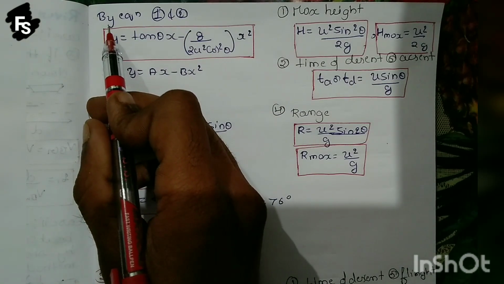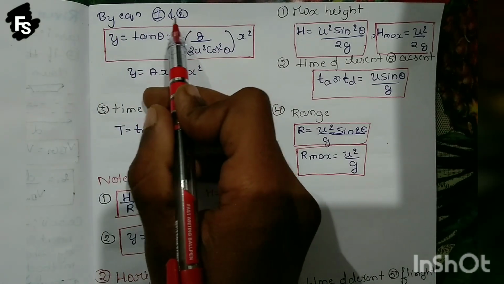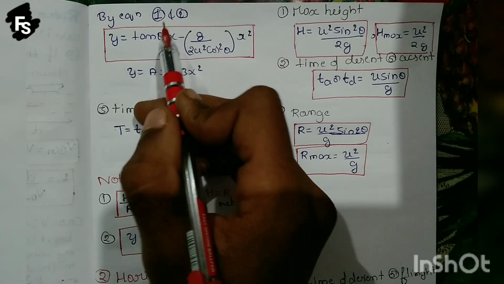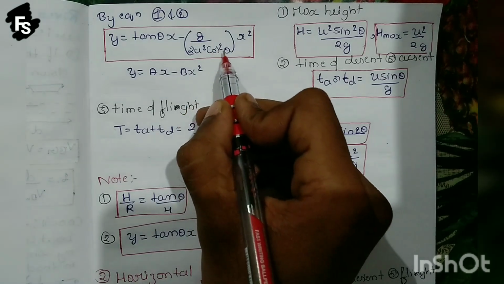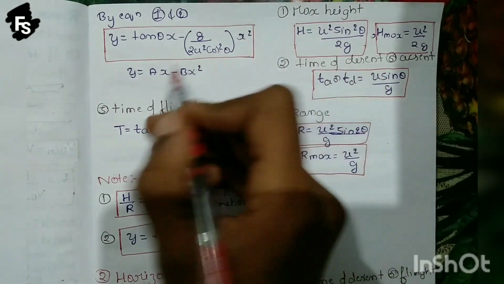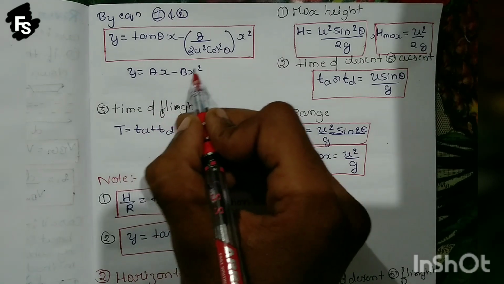In the previous page we got equation 1 and equation 2. By equations 1 and 2, we get the formula y equals tan theta x minus g by 2u square cos square theta into x square. This is in the form of y equals ax minus bx square.